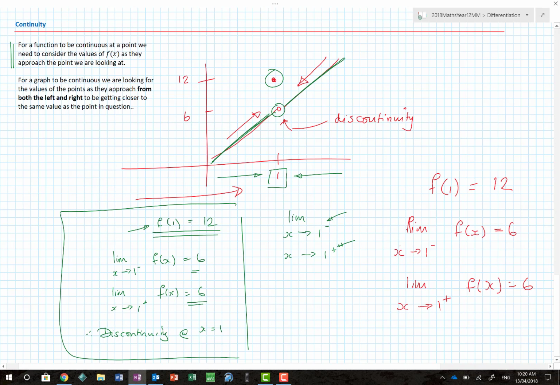This is really, really important. In many cases, the questions may just say to you, where's the discontinuity? But if they ask you to prove it, you have to say the actual value you get at the point, and the values you're expecting or getting from either side.